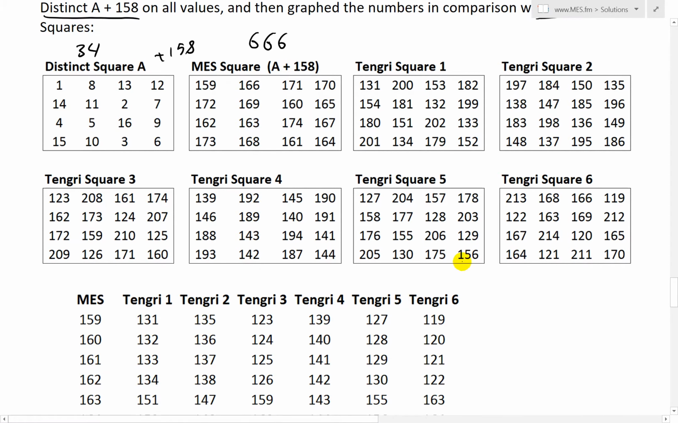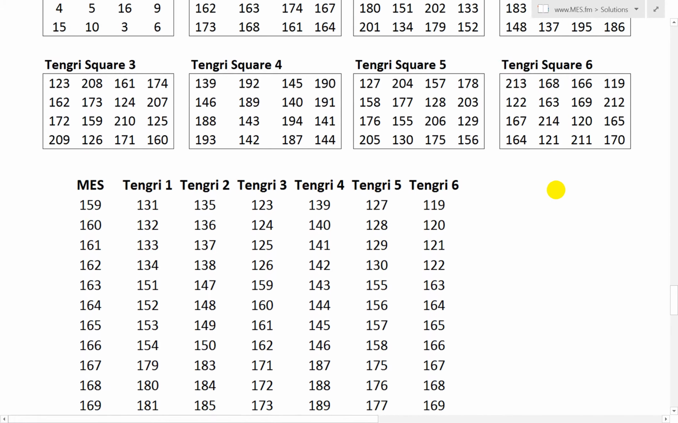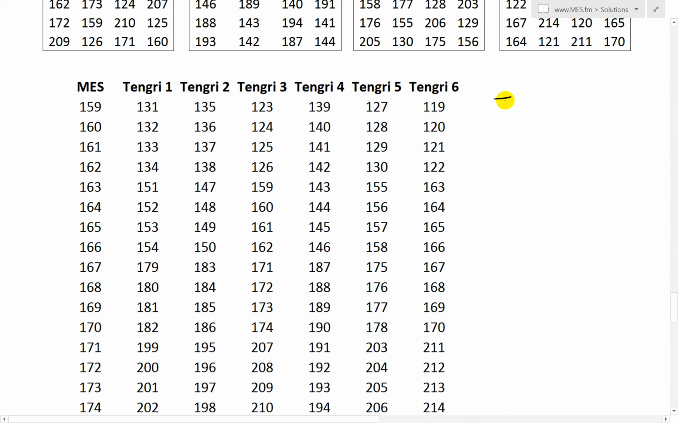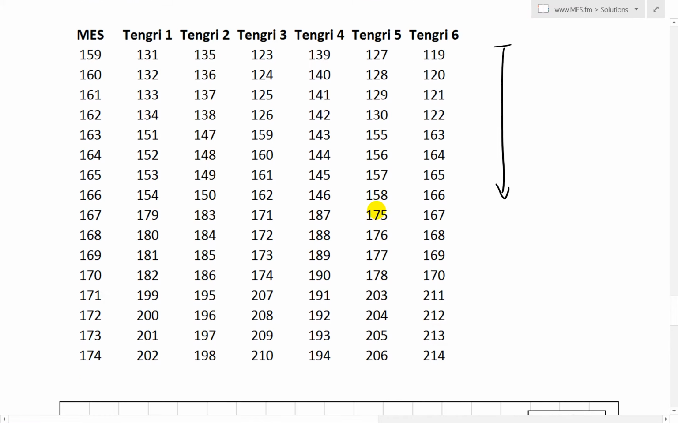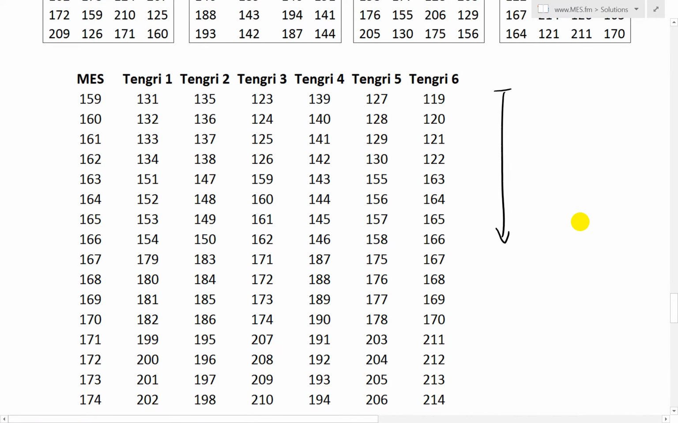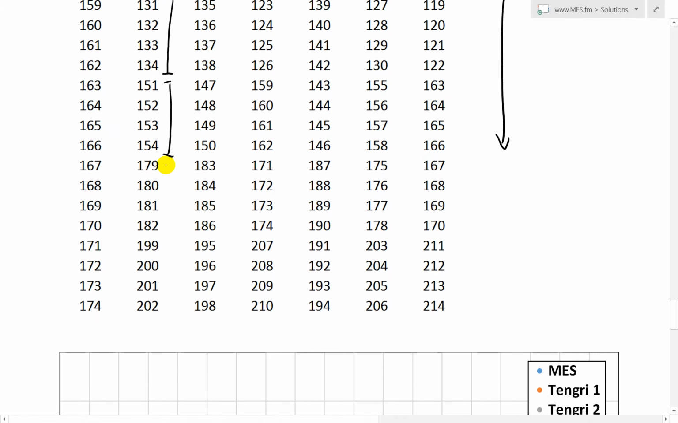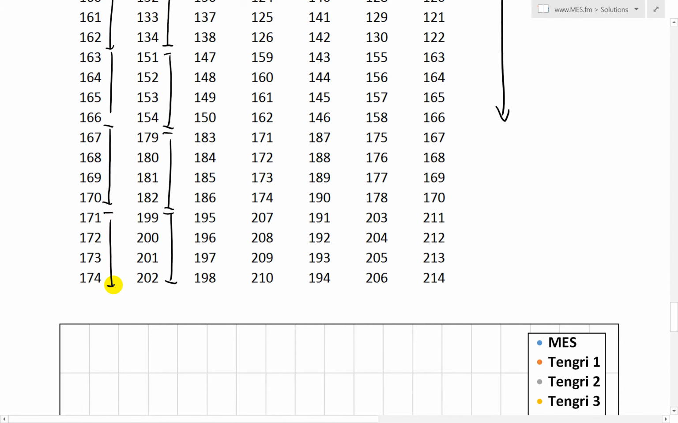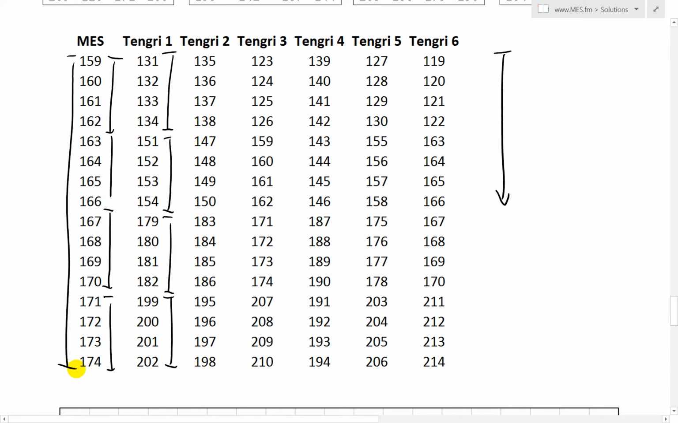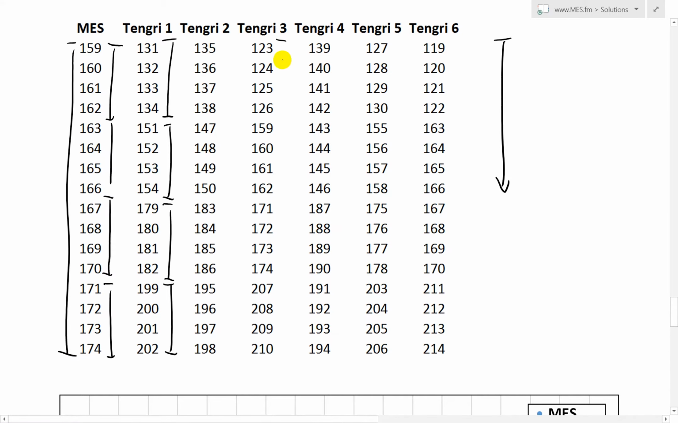I put all the Tengri squares together and graphed them from smallest to largest. You have 131 all the way to 202, and my square from 159 to 174. What we notice is that from minimum to maximum, everything is in groups of 4. Tengri square 1 has 131 to 134, 151, 154, etc., 179. Everything's in groups of 4. Mine is also in groups of 4, but it's also a full continuous 16. So it's groups of 4, but also a group of 16, and the same thing for all of them.